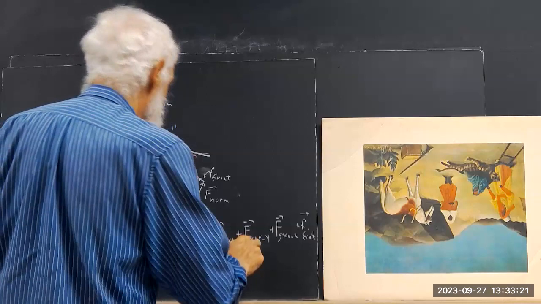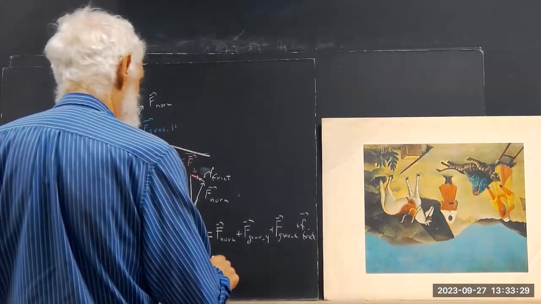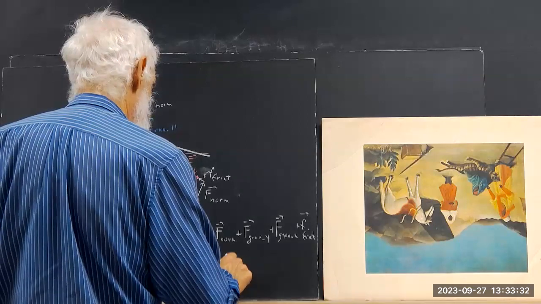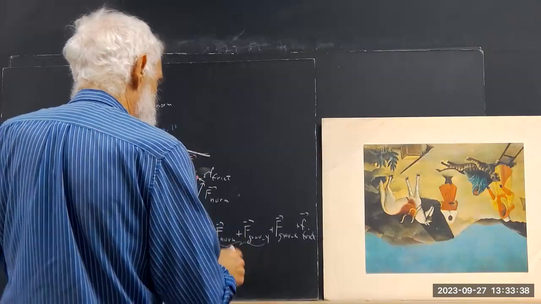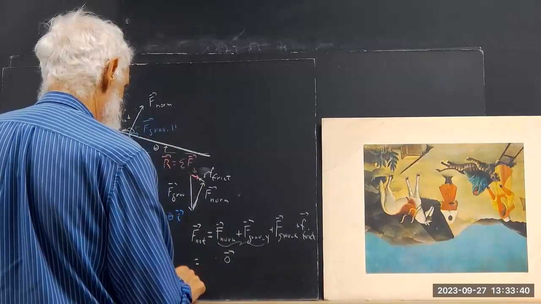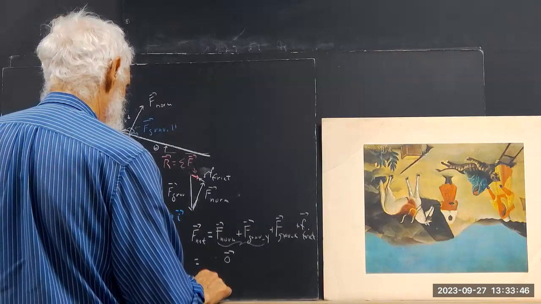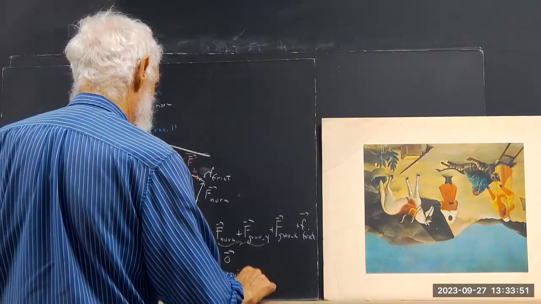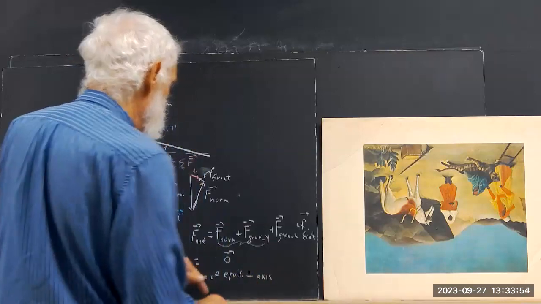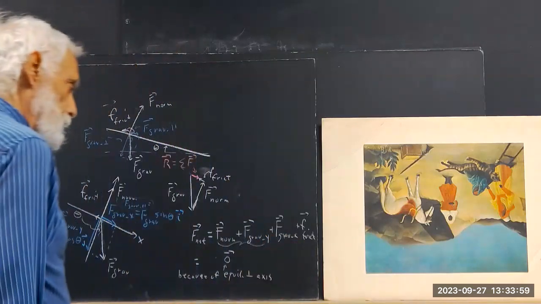F norm plus F graph y is 0 because of vertical equilibrium, or equilibrium in the y direction. It's the 0 vector. These two add up to 0, because of equilibrium perpendicular to the axis. These two are non-zero.